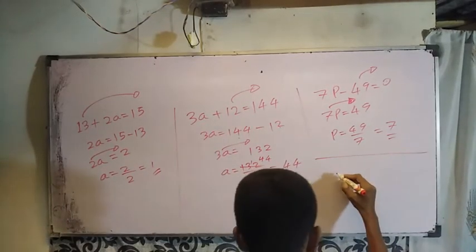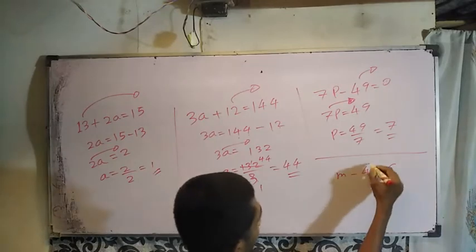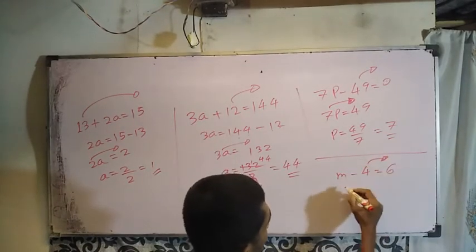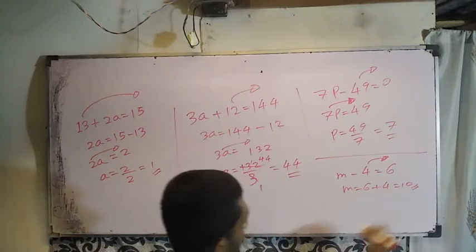Now next one, m minus 1 is equal to 6. Directly you have to move this 1 from this side to the other side, and after that you get the answer as 7.